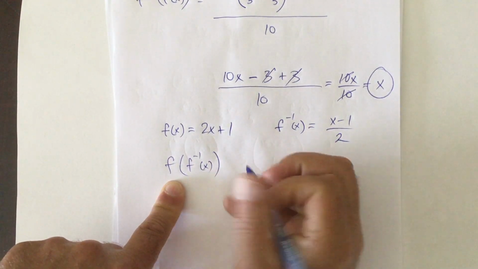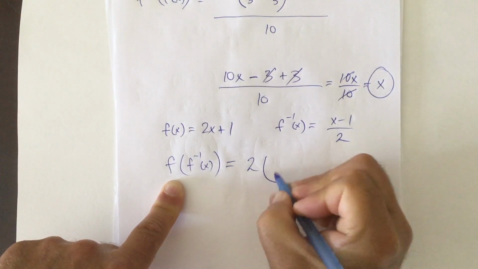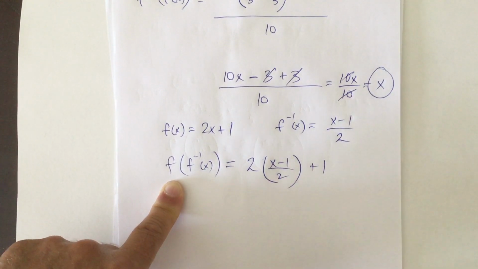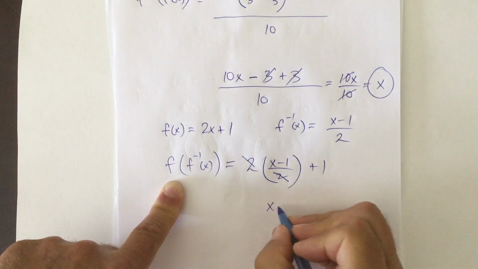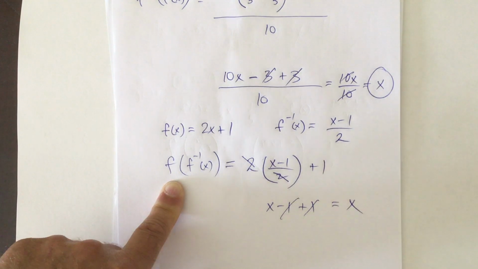So what does f do? It takes whatever you give it, multiplies it by 2, and then adds 1. Hey, I could just cross-cancel those. And then what do I get? x minus 1 plus 1. Well, what's it equal? It equals x. Done deal. That is algebraically how you check an inverse.